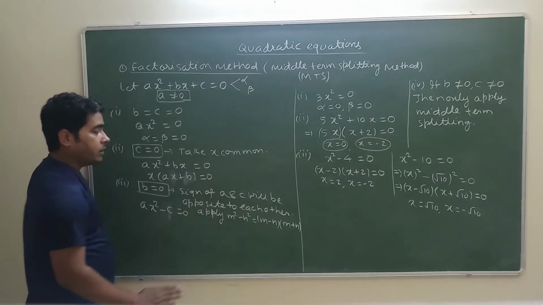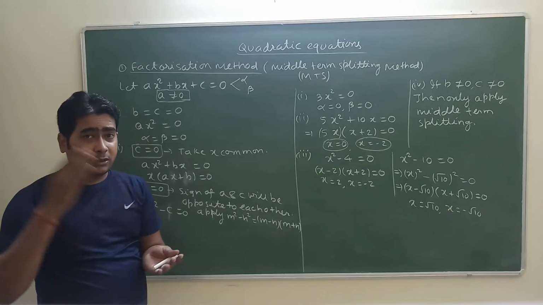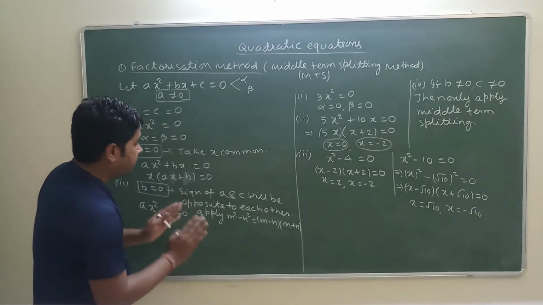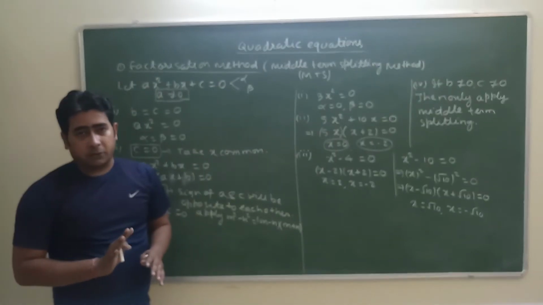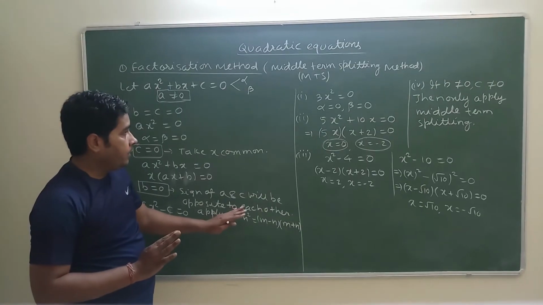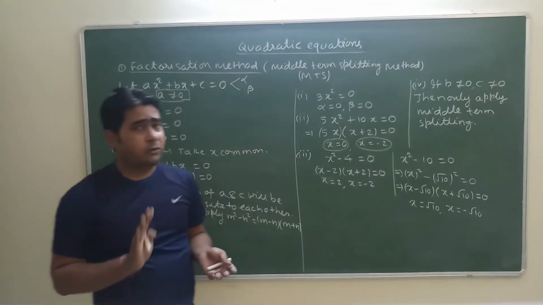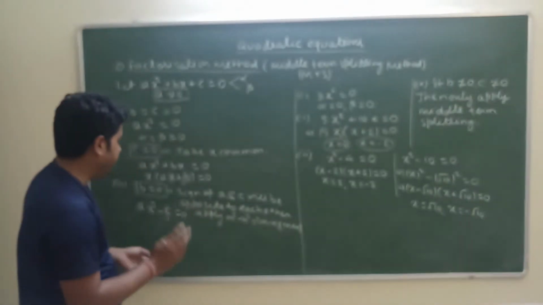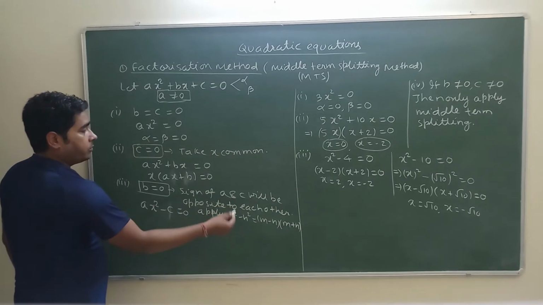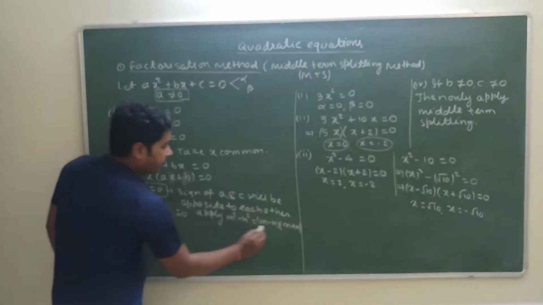If a and c both have opposite signs, meaning one is positive and the other is negative, then only will you proceed with the question. Otherwise, you will say there are no real roots, and those situations are not in your class 10 syllabus. So whenever a and c have opposite signs, you will apply this formula.